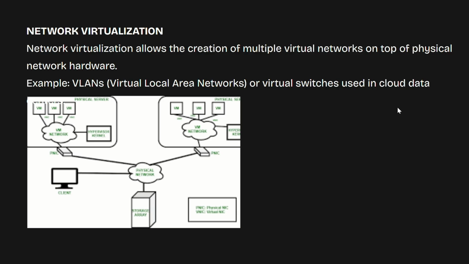Network virtualization. Network virtualization allows the creation of multiple virtual networks on top of physical network hardware. Example: VLAN, virtual local area network, or virtual switch used in cloud data centers. Here is the diagram of a cloud data center network virtualization.